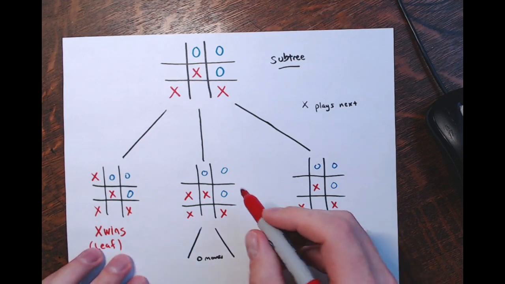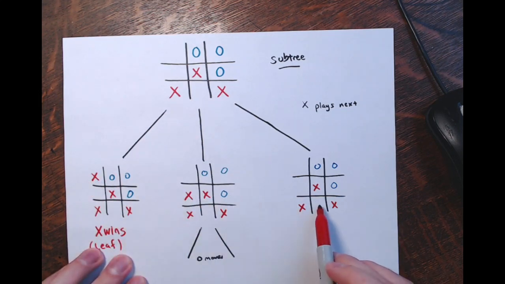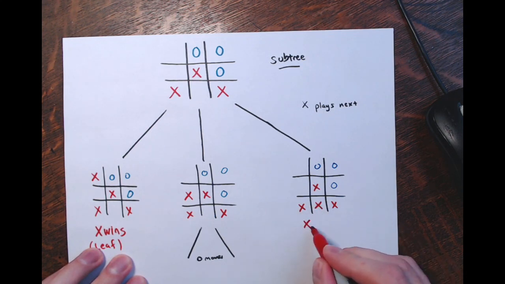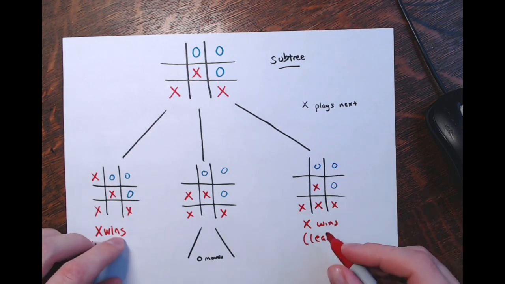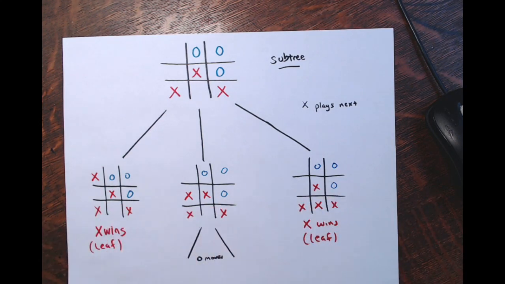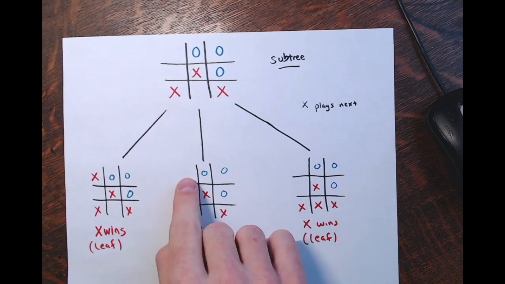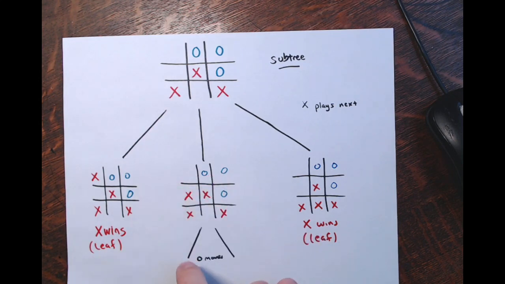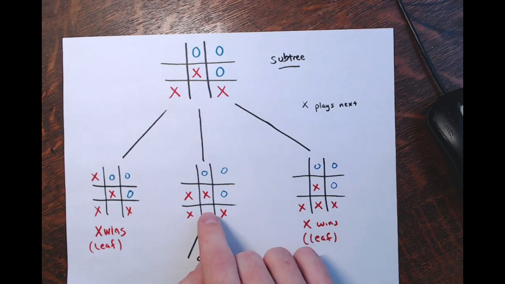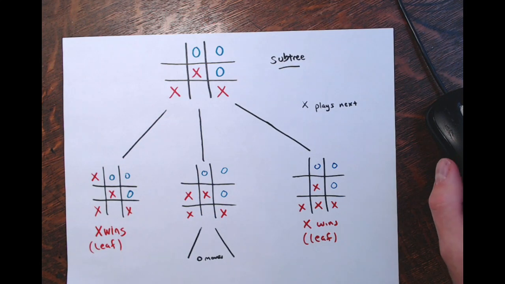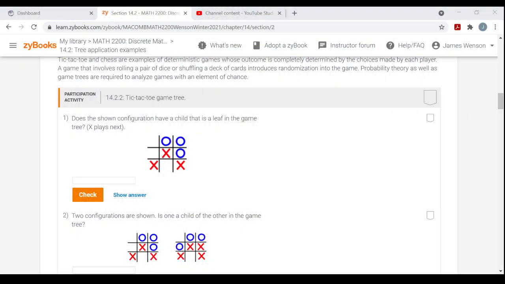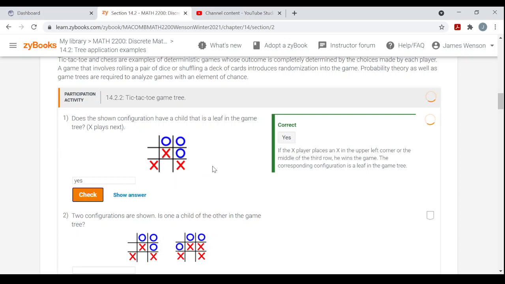And then X could play, you know, upper left corner there and here. And again, X wins in this scenario. So we have another leaf. Right. So the tree would not continue on from these 2, but it would continue on from here. And if O played here, then you'd have another ending of the game. If O played here, the game wouldn't be over, but then X would win. Right? But yeah, so the answer is yes. You didn't have to really do all that. The answer is yes. It does have a child that would be a leaf in that game tree.